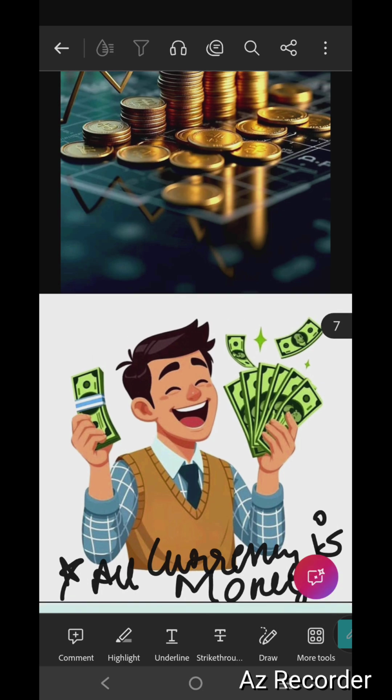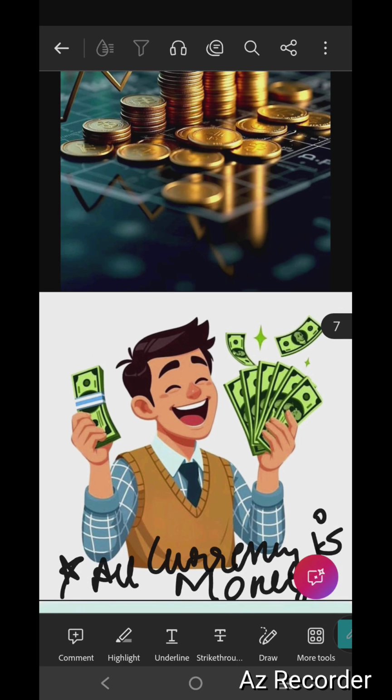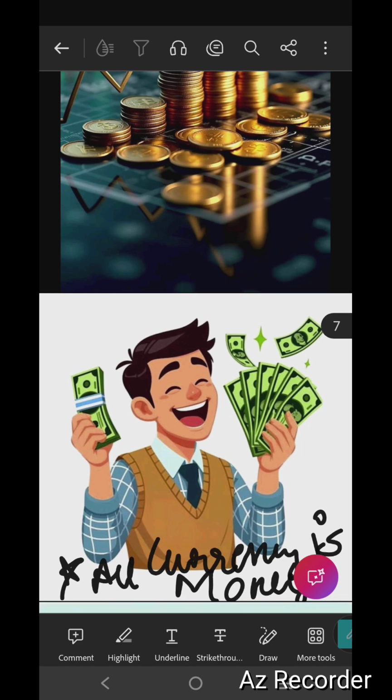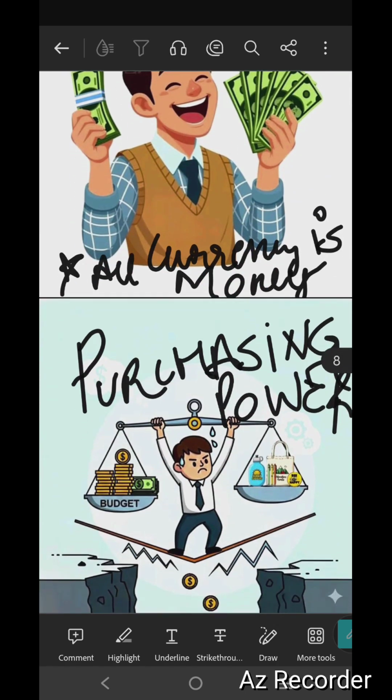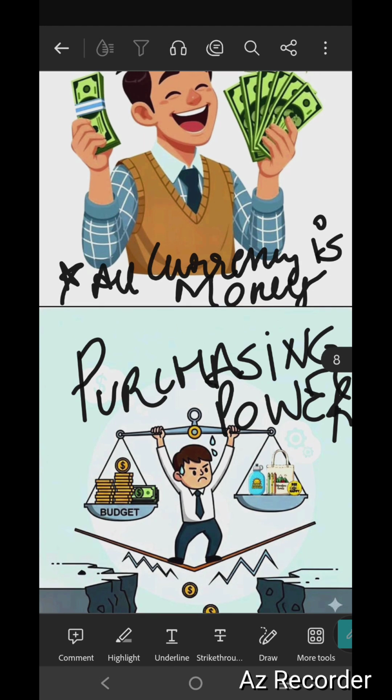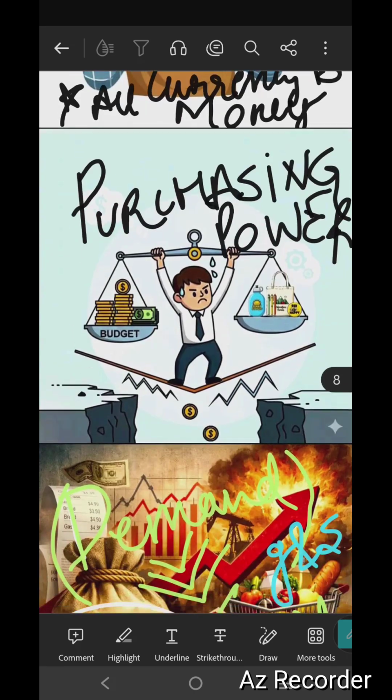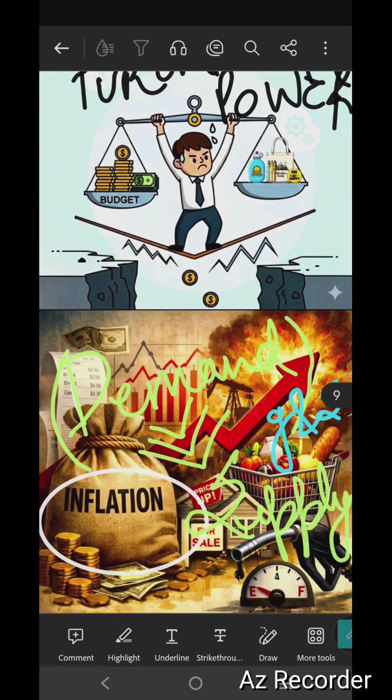Then, what is currency? Actually, currency is the physical form of money. Money such as 10 rupee notes, 100 rupee notes, 500 rupee notes, or 1 rupee coins, 5 rupee coins, these all count as currency. Or we can say that all currency is money, but not all money is currency. Next, we have purchasing power. It is the real world value of money, measured by the quantity of goods and services a single unit of currency can buy.